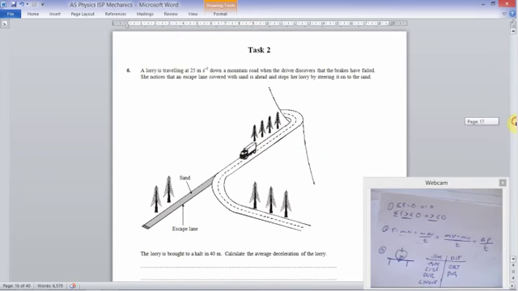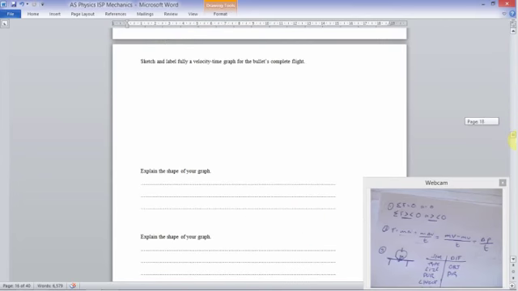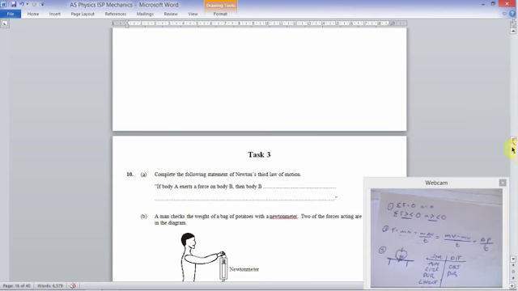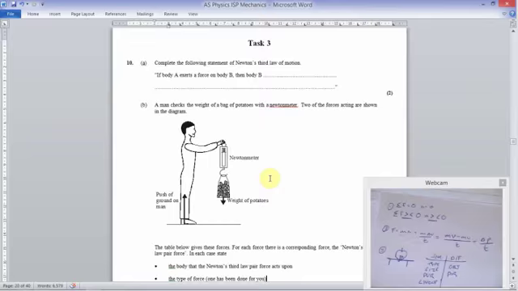Okay, so lots of tables in these questions to try and understand what's going on step by step. Lots of diagrams, definitely. So, complete the statement of Newton's third law. Okay, so if body A exerts a force on body B, then body B exerts an equal sized force in the opposite direction on body A. Straightforward.